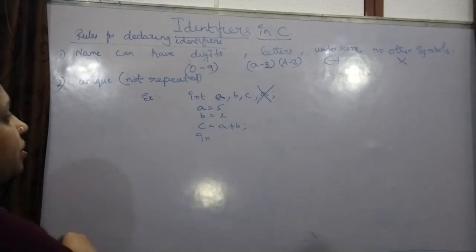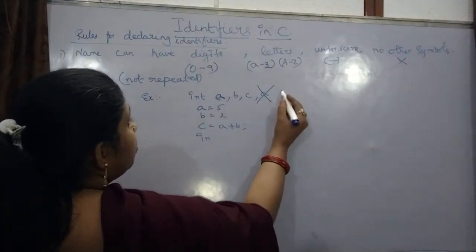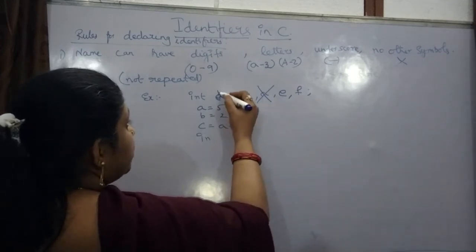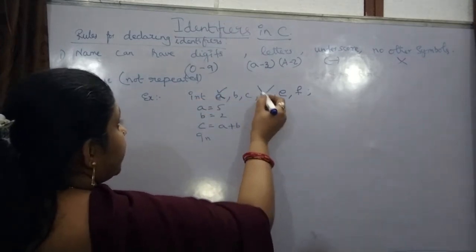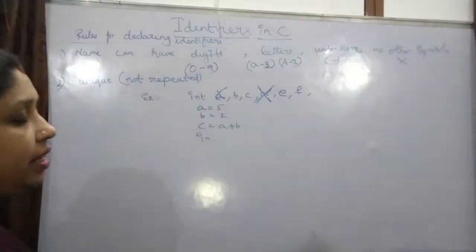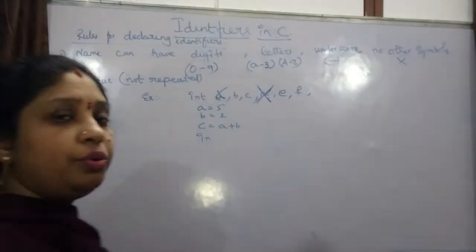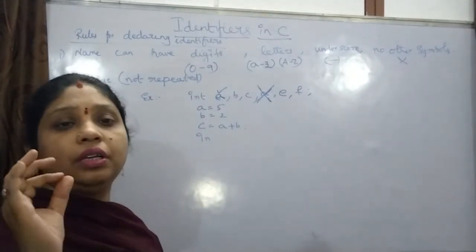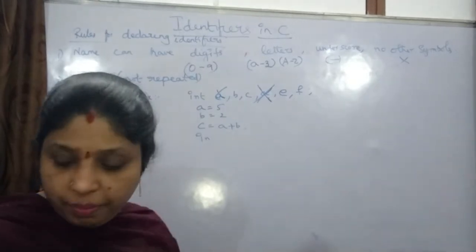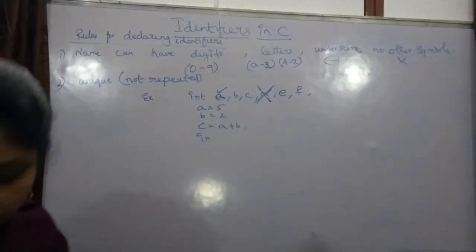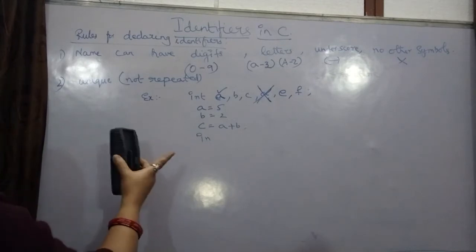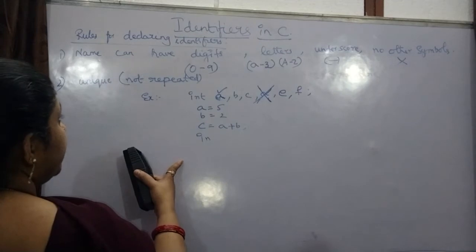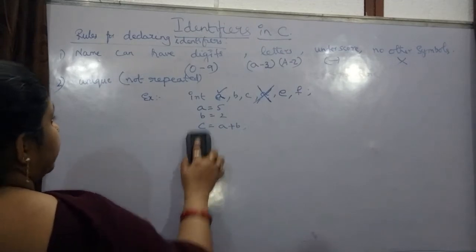Suppose you want to declare any other variable here, you can go for another E or any F like this. But you cannot use this variable again. So it becomes invalid and you will get an error if you declare like this. So the variable should be unique. That should not be repeated. Okay. Now, understood? The variables, identifiers should not be repeated. It should be unique.